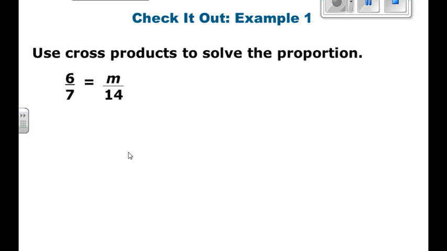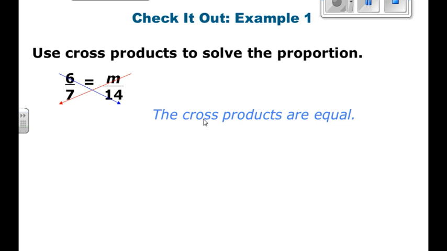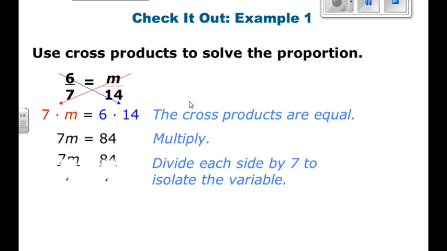Okay. Now we're going to do the same thing. We're going to use the cross products to solve this proportion. So we're going to take the M times 7 and the 6 times 14, because we know that the cross products are equal in a proportion, and this is telling us that they are proportional. That's what the equal sign tells us. So 7 times M is 7M, 6 times 14 is 84. We know that to solve this, we divide both sides by 7, and we get M equals 12.